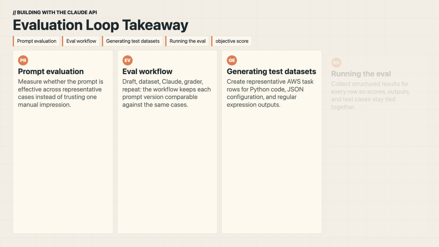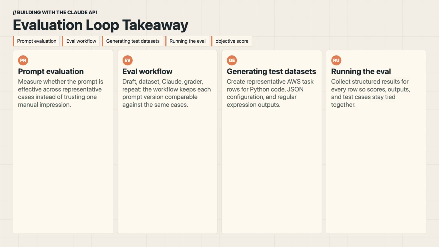Dataset generation creates representative tasks for the prompt to answer. Running the eval turns those tasks into structured results. Once grading is real, the loop can compare prompt versions with an objective score instead of relying on a handful of manual impressions. The mental model is now stable. A prompt version meets a fixed dataset, produces outputs, receives scores, and then competes against the next prompt version.